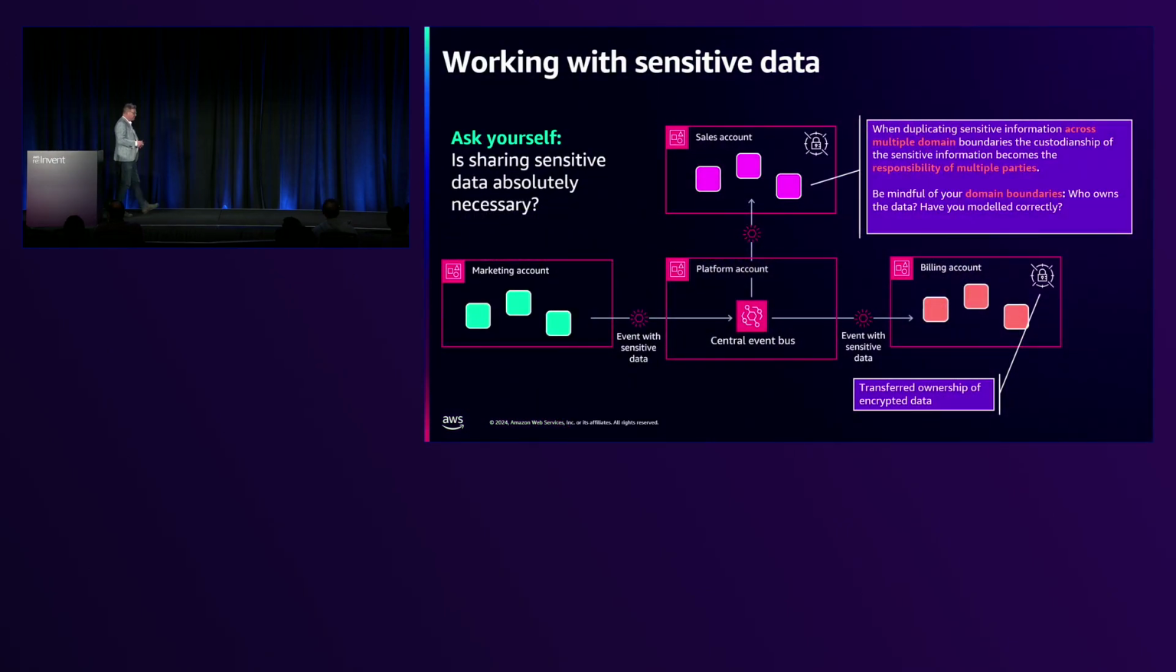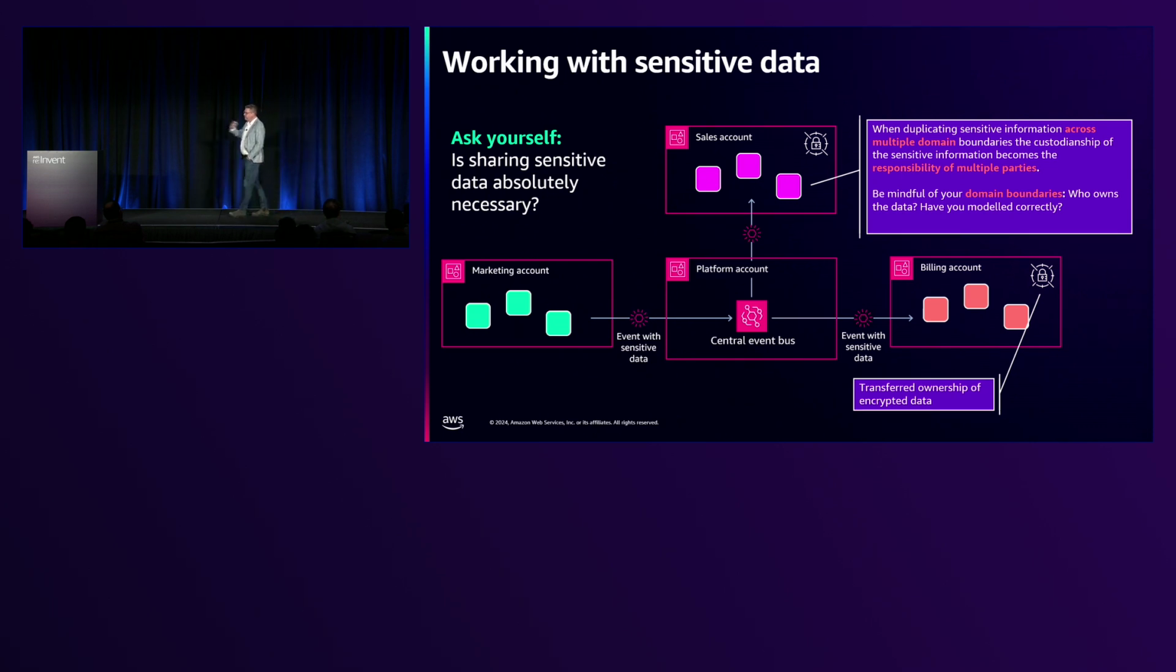Now, one of the things that comes up quite frequently, especially in financial services use cases, is sharing sensitive information across domain boundaries. And how much sensitive data should I share across events? Now, I would first of all ask myself, is sharing sensitive data something that you really need to do, right? Have you modeled your domains correctly? What dependencies do other services have on that sensitive information, and why aren't they managing that autonomously?